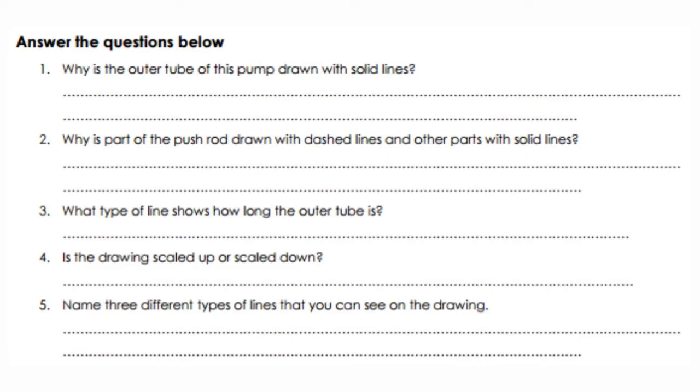Answer the questions below. 1. Why is the outer tube of this pump drawn with solid lines? 2. Why is part of the push rod drawn with dashed lines and other parts with solid lines? 3. What type of line shows how long the outer tube is? 4. Is the drawing scaled up or scaled down? 5. Name 3 different types of lines that you can see on the drawing.